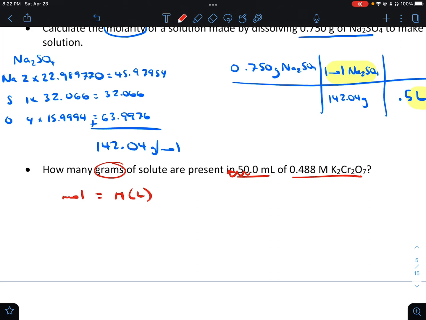All right, so we've got 0.488. My decimal kind of got away from me there. Times 0.050. This is going to give us our moles. Let's do that math. And we're going to get 0.0244, but this is going to be moles of potassium dichromate. So we have a little extra work to do there.